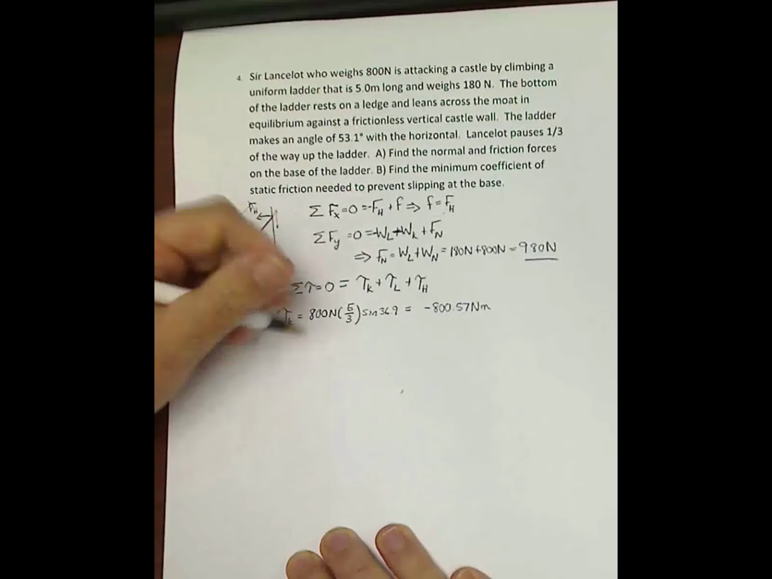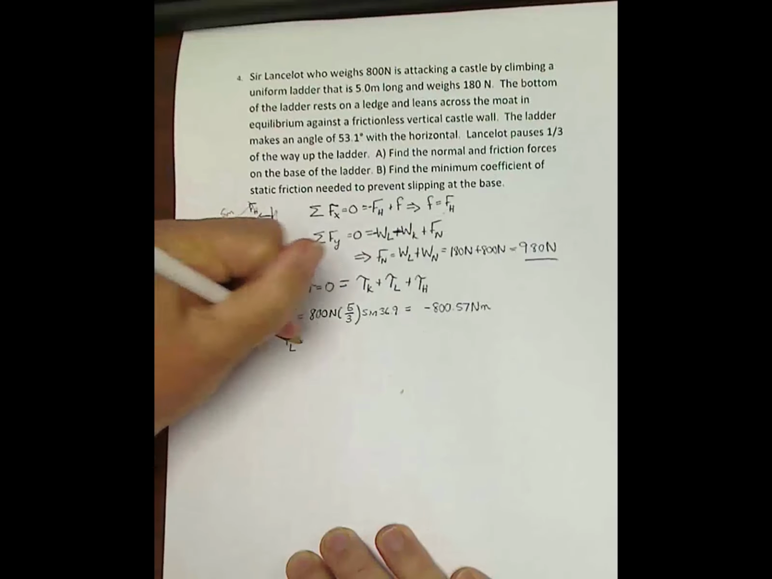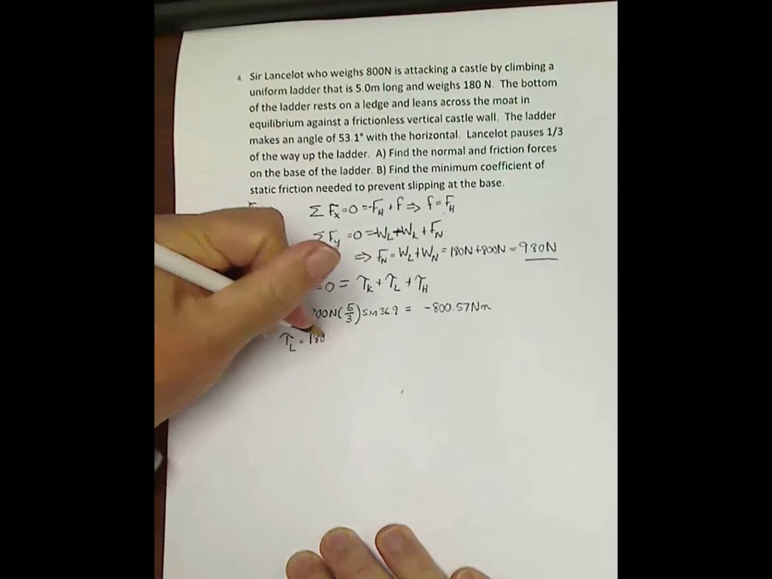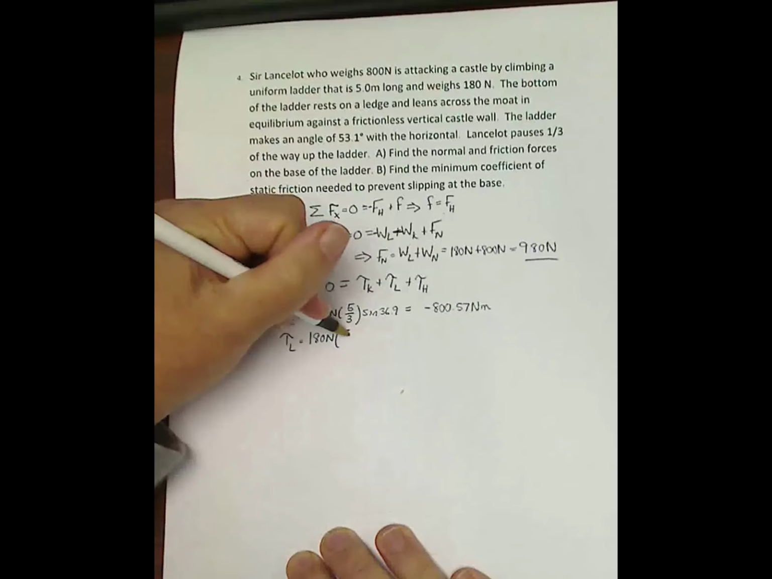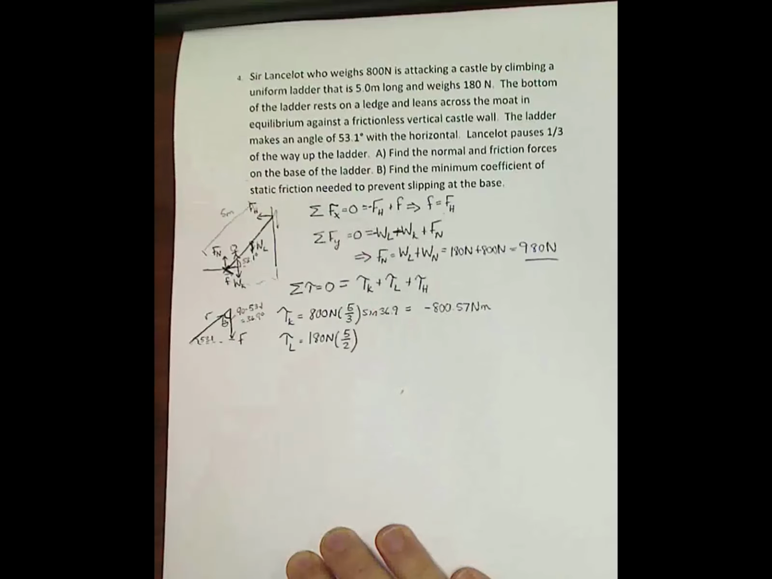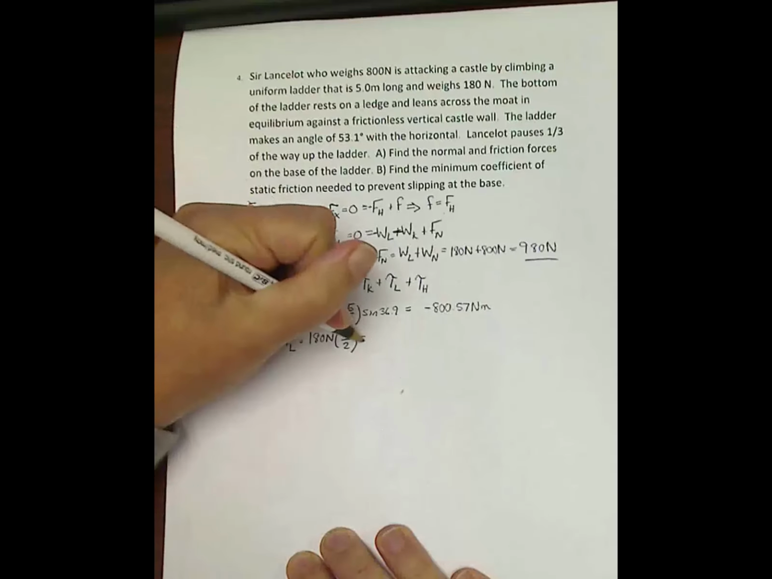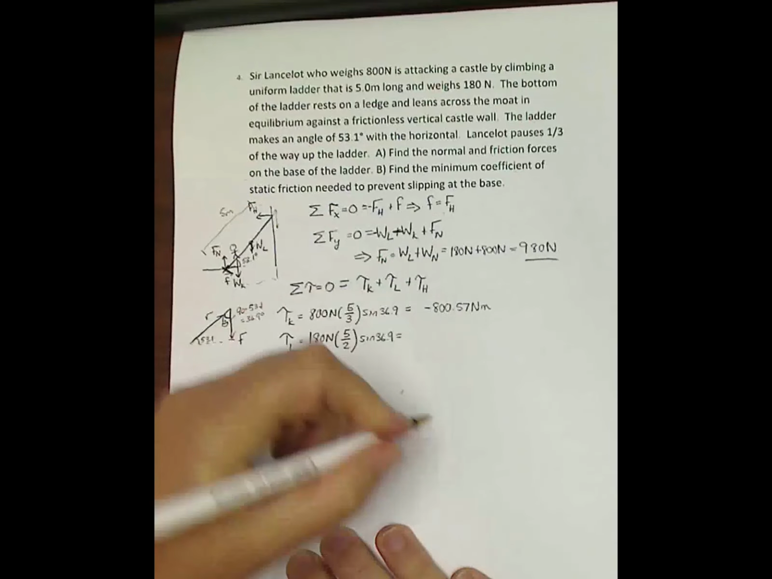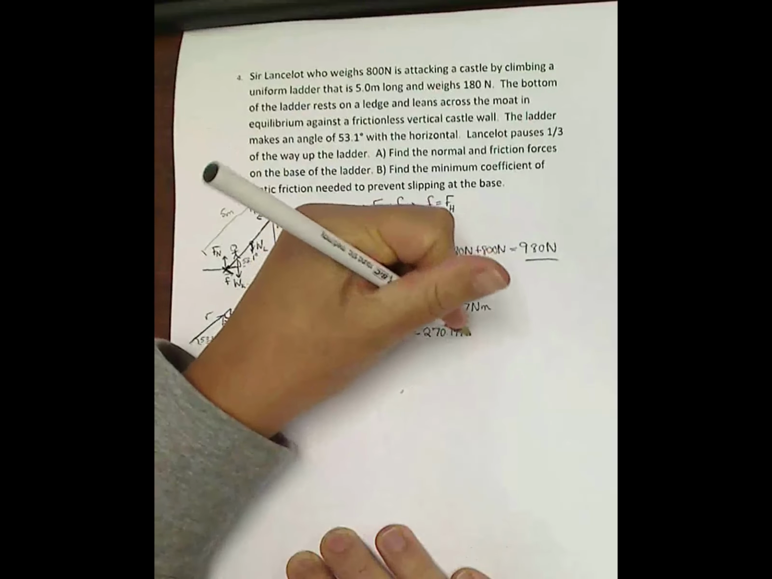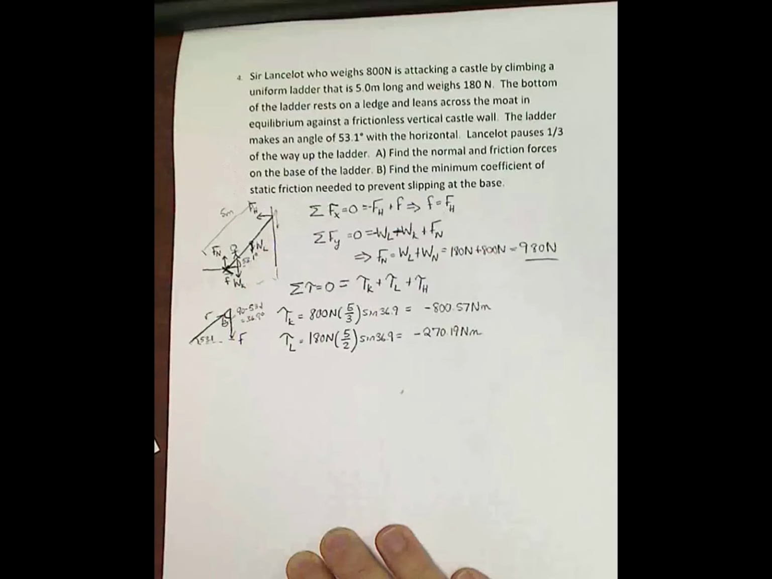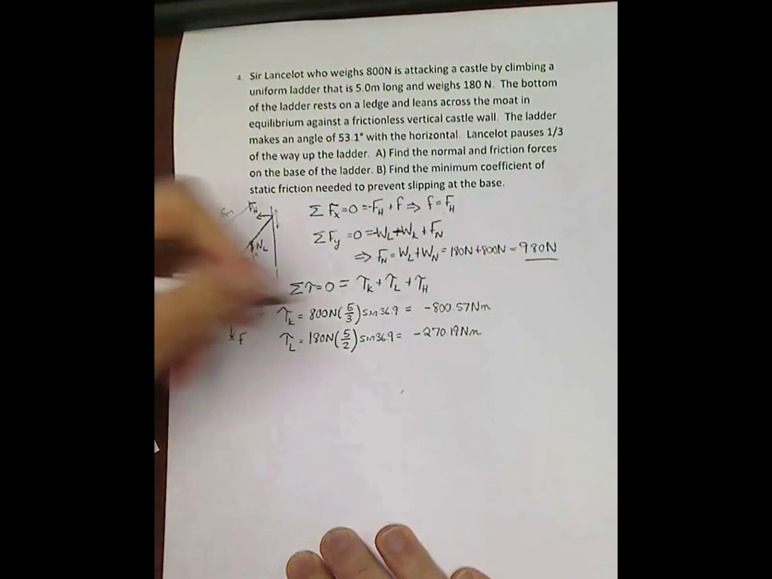Torque from the ladder, same sort of idea. I've got 180 newtons as my force. The ladder weight acts halfway along the ladder, so it's going to be 5/2, or 2.5 meters. And the angle is the same. So I'm going to get negative 270.19 newton meters.